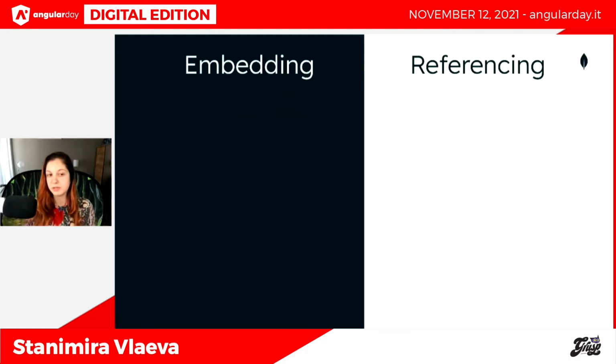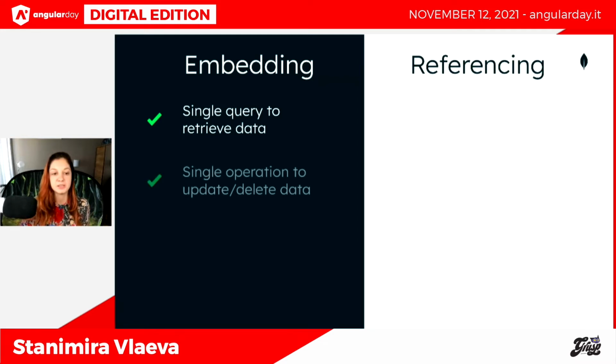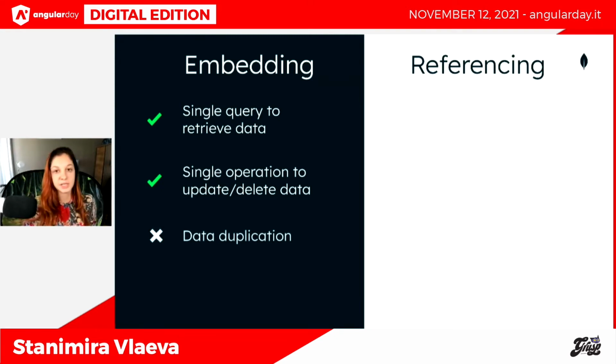All right, what are the pros and cons of these two? With embedding, everything is stored in a single document. That's why we use just a single query to retrieve all the data we need. Similarly, we only use a single operation to update and delete data. But we do have data duplication. As you saw, we can embed the book document in every single review document, but that means that we're gonna repeat a lot of information about this book in multiple places. So we have data duplication.